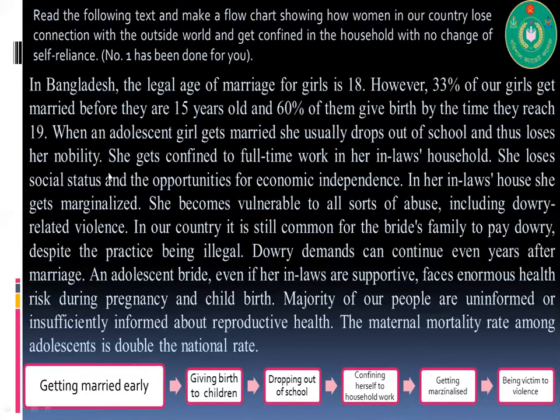Then there are other pieces of information, but you require 5. So I picked this information that she gets marginalized. I made it getting marginalized. Finally, there are some other points, but I'm not going for that because I need only 5. Each point carries 2 marks. So finally, I'm summing it up, being victim to violence. So dear cadets, this is the possible way of solving or writing answers to a flowchart.